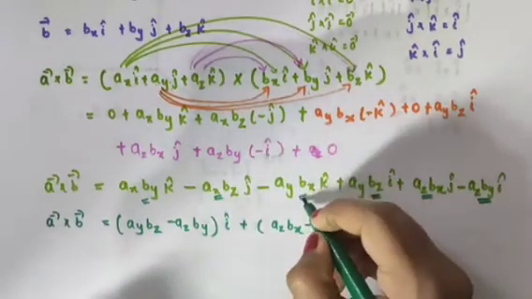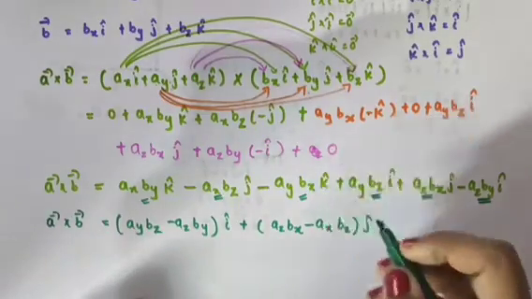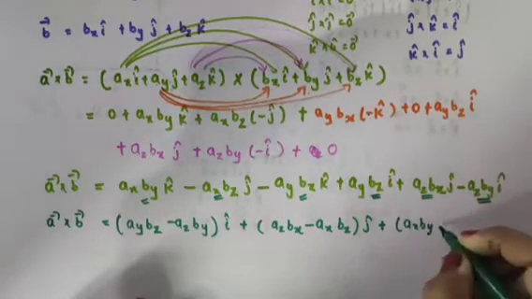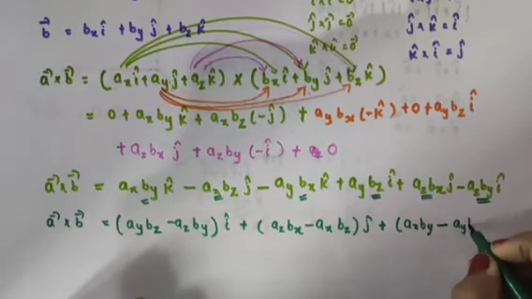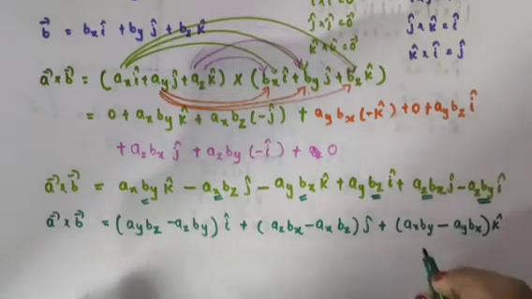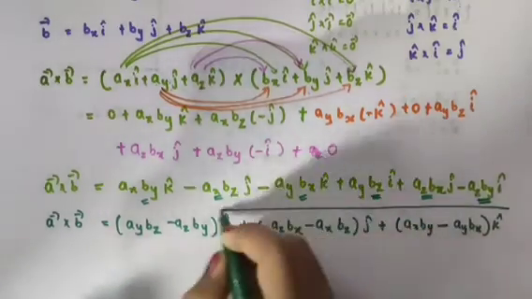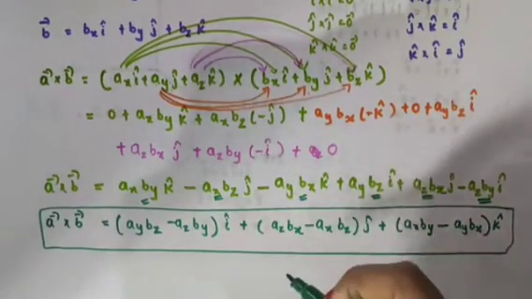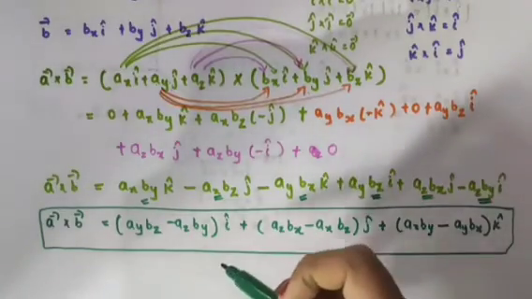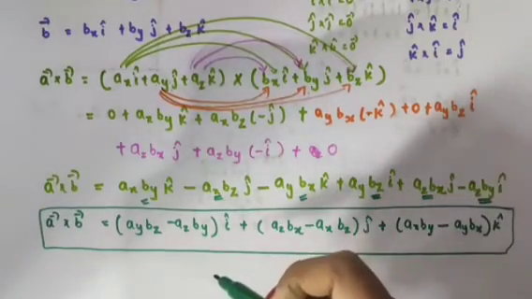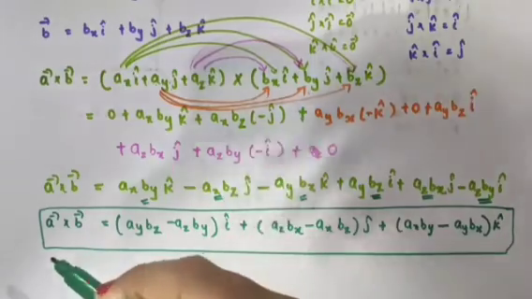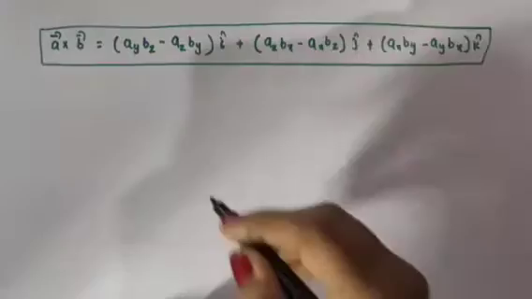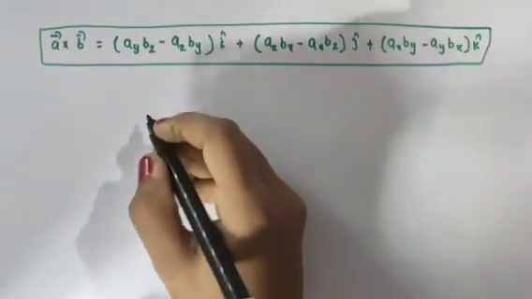ಓಕೆ, ಸೊ ಈಗ ಮತ್ತೆ ಕೆ ಕ್ಯಾಪ್ ಕಾಮನ್ ತಗೊತೀನಿ, ದಟ್ ಈಸ್ ax by minus ay bx into k cap. This is what the equation I get. Okay, so for the cross multiplication ee riti general formula barutte: ay bz minus ax by into I cap, az bx minus ax bz j cap, plus ax by minus ay bx k cap. This is what the equation I get.